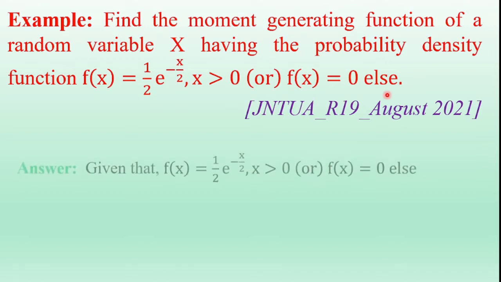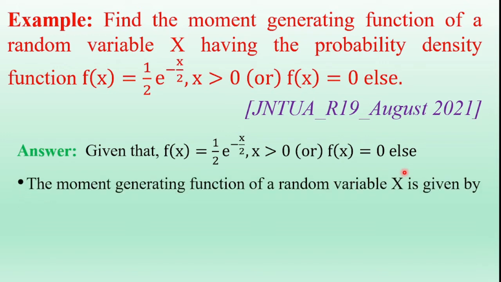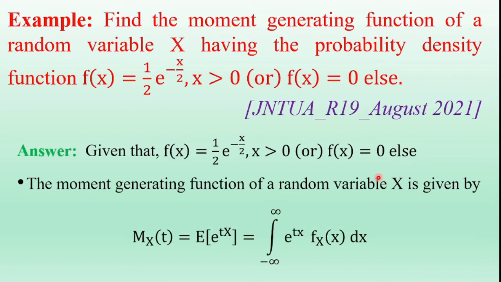Now coming to the solution, given that the probability density function of random variable X is f of x is equal to 1 by 2 e power minus x by 2 for x greater than 0, and f of x is equal to 0 elsewhere. Now here we want to calculate the moment generating function of X. So we know that the moment generating function of the random variable X is given by M_X of t is equal to the expectation of e power tX, which is equal to the integral from minus infinity to infinity of e power tx f_X of x dx. So this is the equation of the moment generating function of a continuous random variable X.